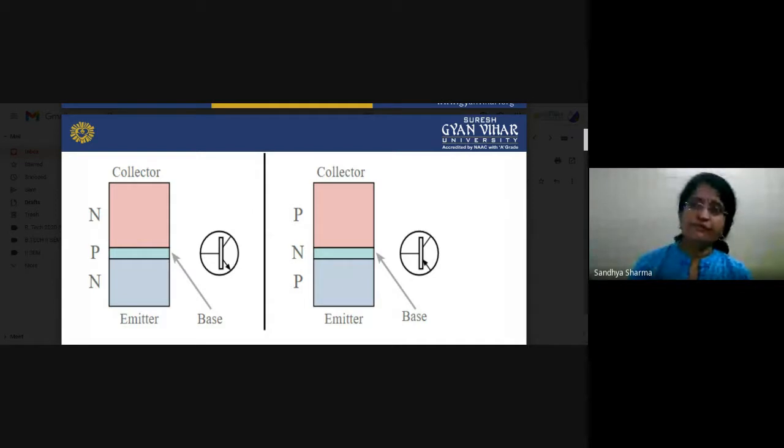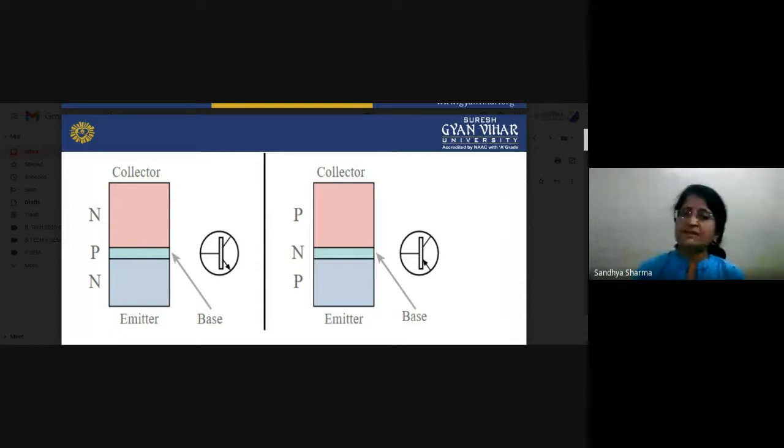So we keep the doping of our base region very low, and the width of the base very thin, so that all the current starting from the emitter reaches the collector, and only a very small part is consumed in the base. If we do low doping, the number of free electrons will be less, and due to the thin width, the emitter current will easily cross the base area and quickly reach the collector terminal.